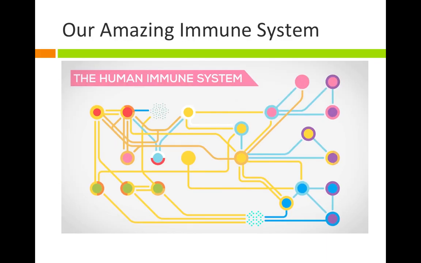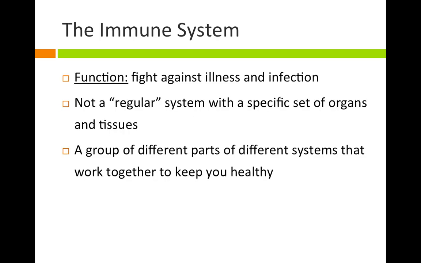So, when we look at this chart and we look at all those interactions, it can be a little bit overwhelming. But at the same time, it just goes to show how many different parts are interacting in order to keep us healthy without us even realizing it. So, when we talk about the immune system, we're talking about a system whose function is to fight against illness and infection. It keeps us safe and healthy.